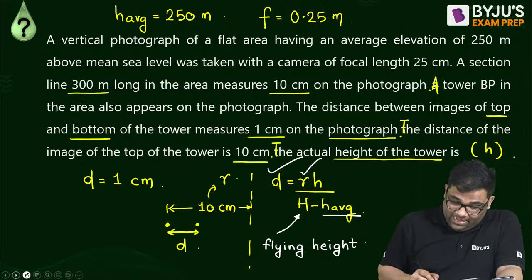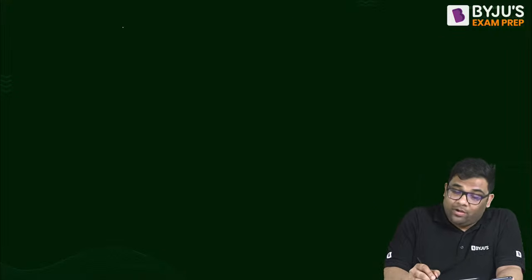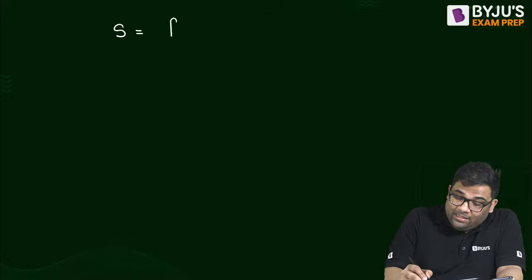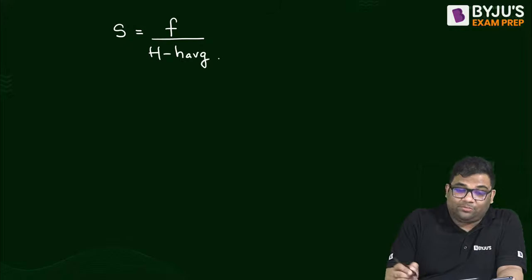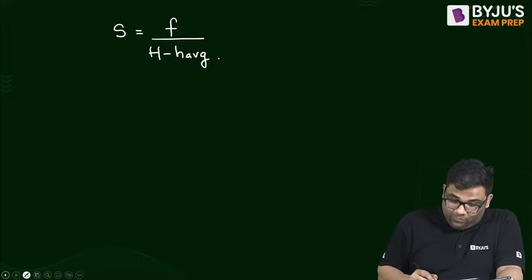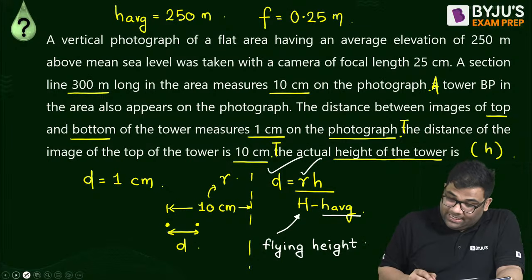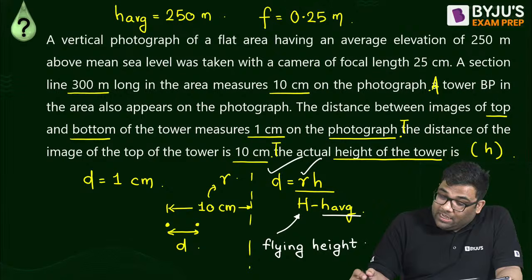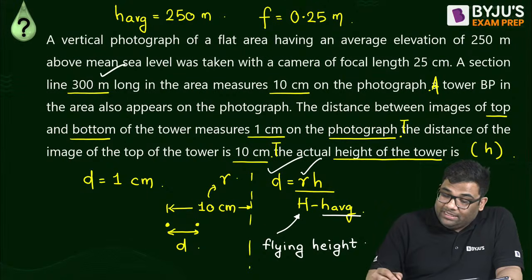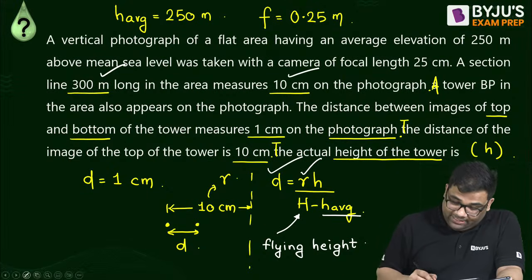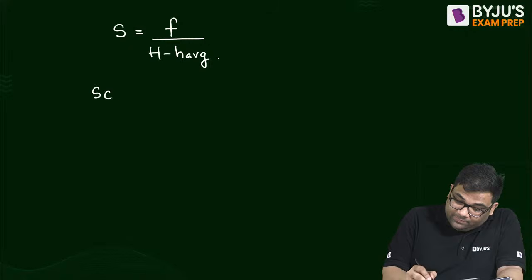Yes, the flying height you can find out how? From the scale. From the scale you can find out the flying height. Now you see, your scale is how much? Your 300 meter measures 10 centimeter. So I can say the scale is.